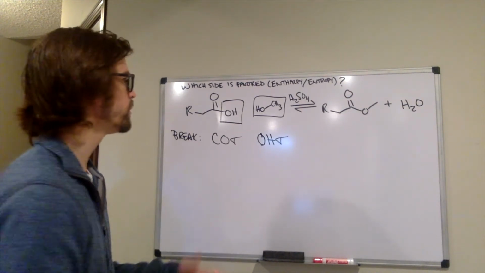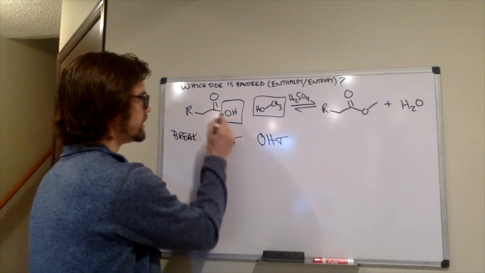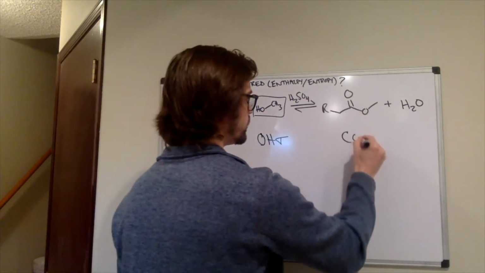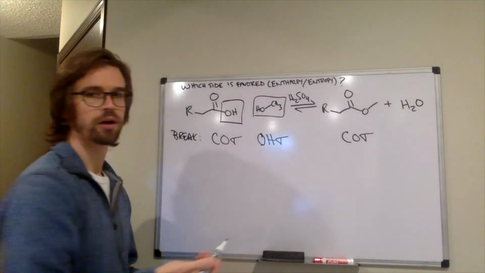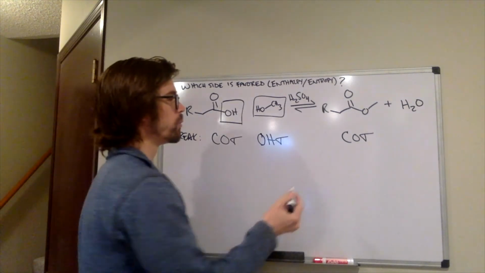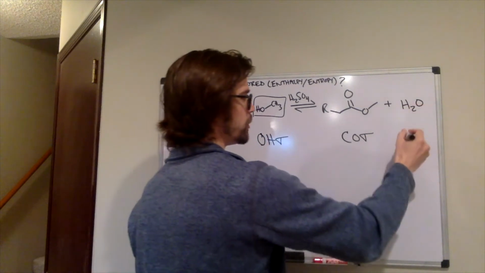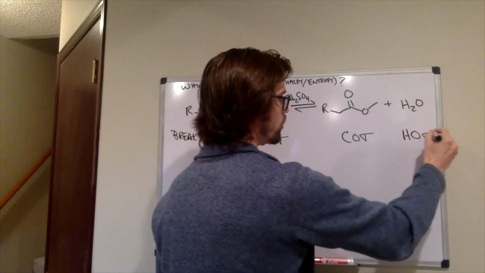What bonds were formed? Well, we broke this CO bond, but we formed this CO bond. So a CO sigma bond was formed. And then what else did we form? Well, this OH just had one H, and now it has two H's, so we formed an HO sigma bond.